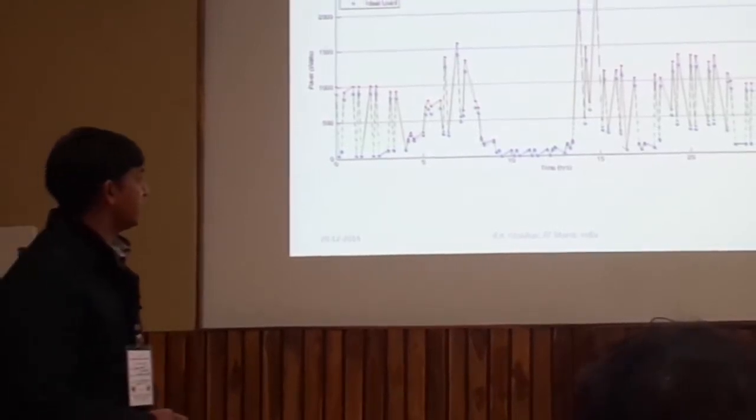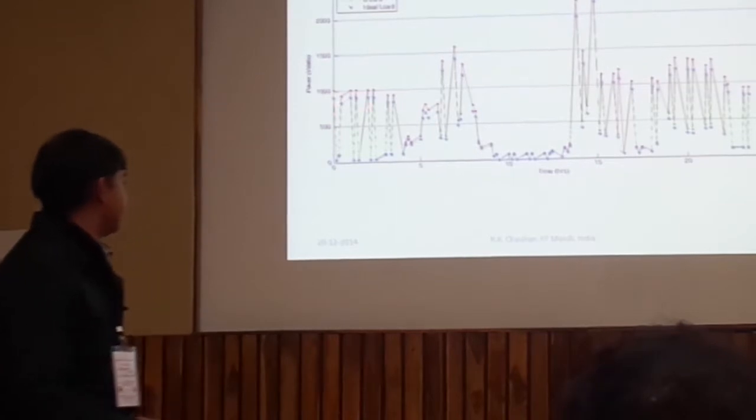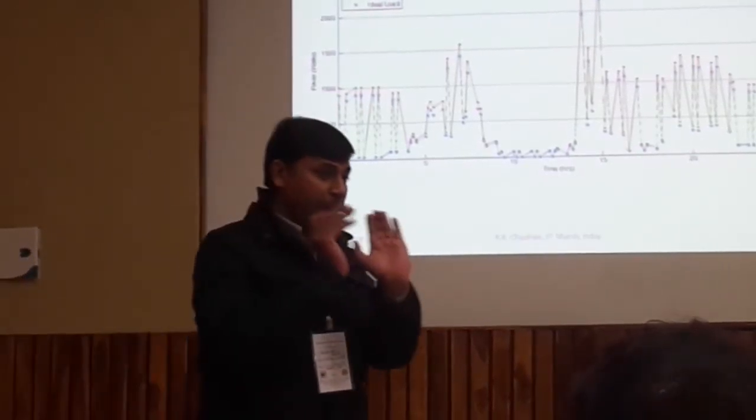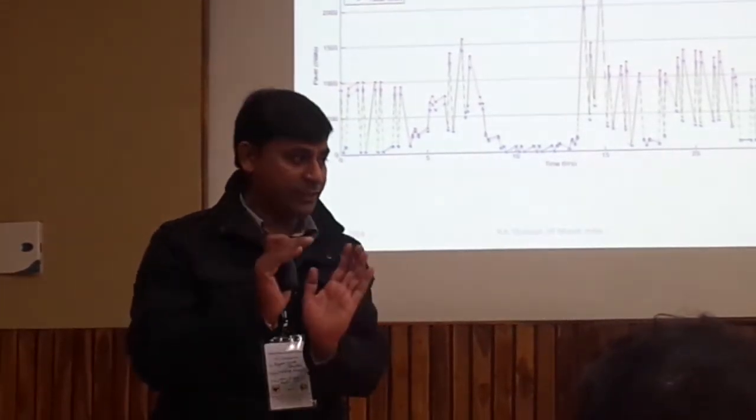So this is the power consumption in the AC distribution system and DC distribution system. And the third one is the ideal load. Ideal load is the total power consumption only inside the appliances. Less means highly efficient appliances.